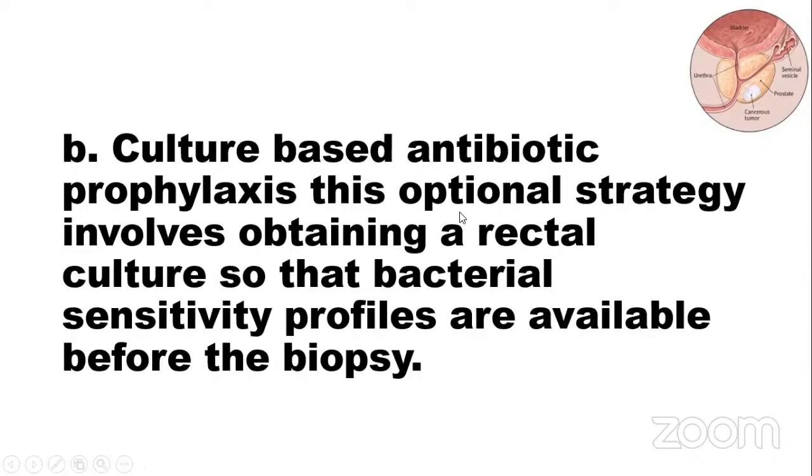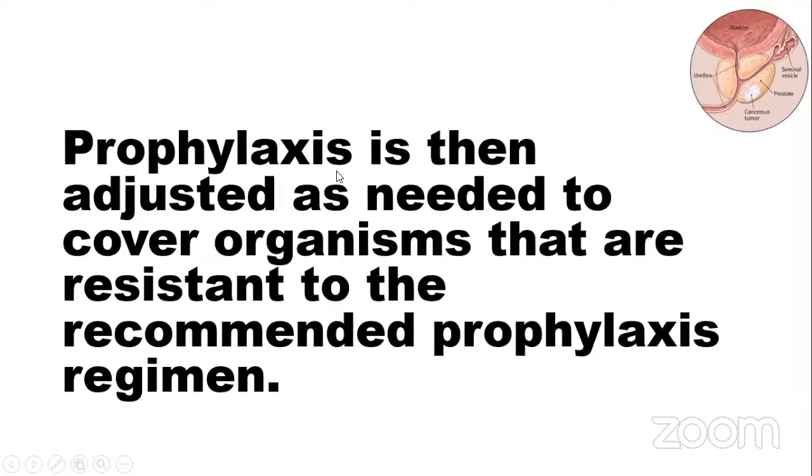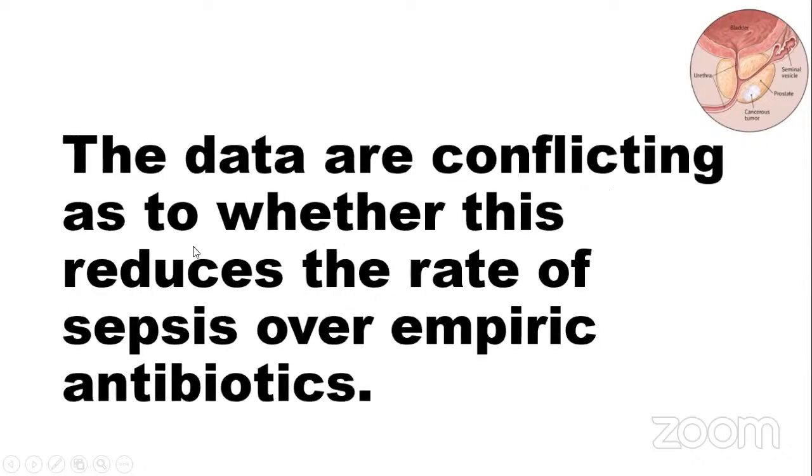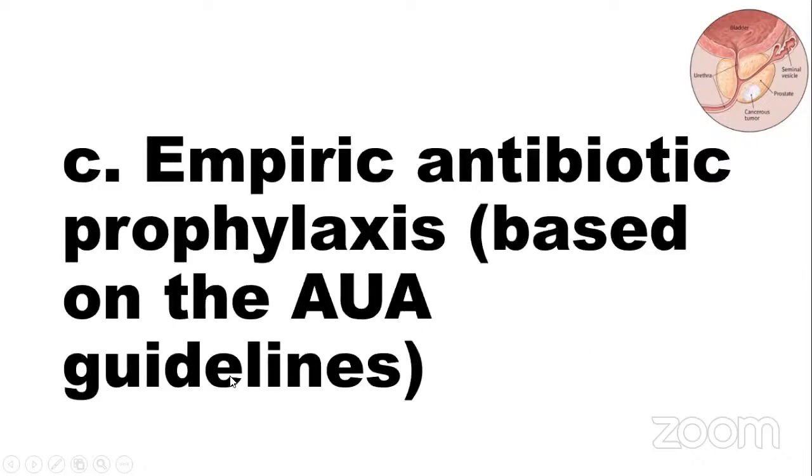Culture-based antibiotic prophylaxis. This optional strategy involves obtaining a rectal culture so that bacterial sensitivity profiles are available before the biopsy. Prophylaxis is then adjusted as needed to cover organisms that are resistant to the recommended prophylaxis regimen. The data are conflicting as to whether this reduces the rate of sepsis compared with empiric antibiotics.